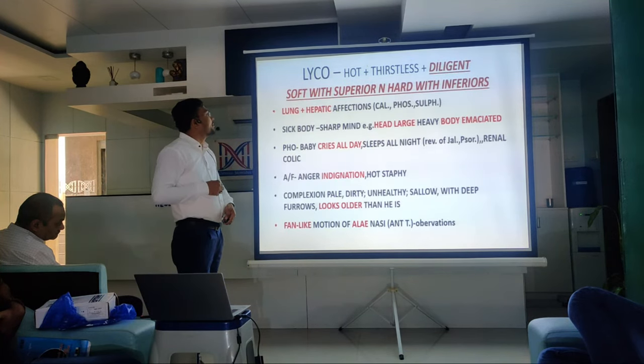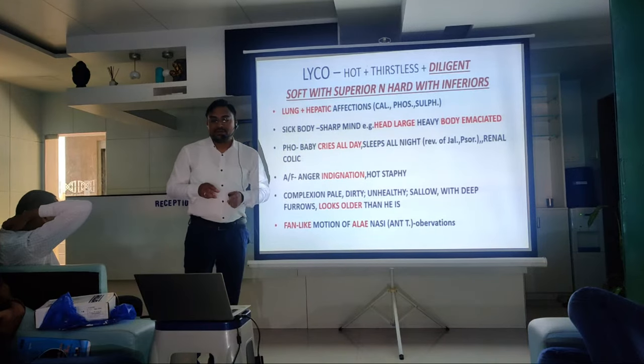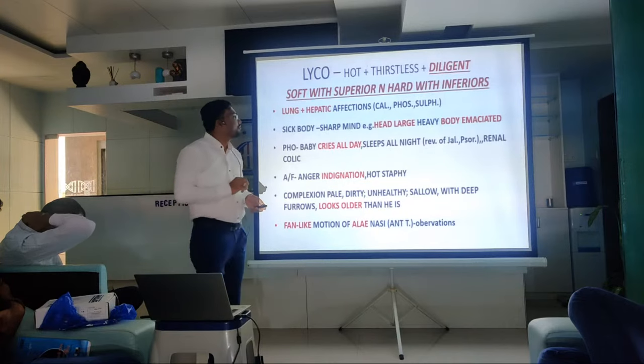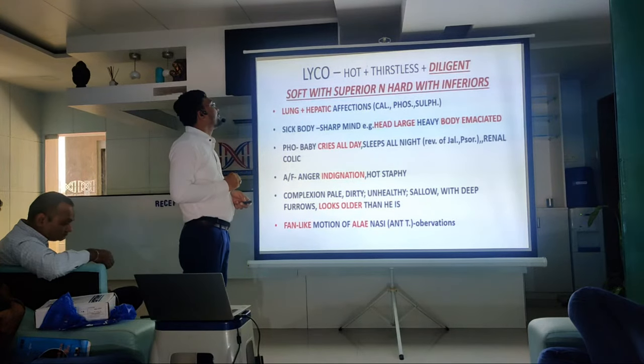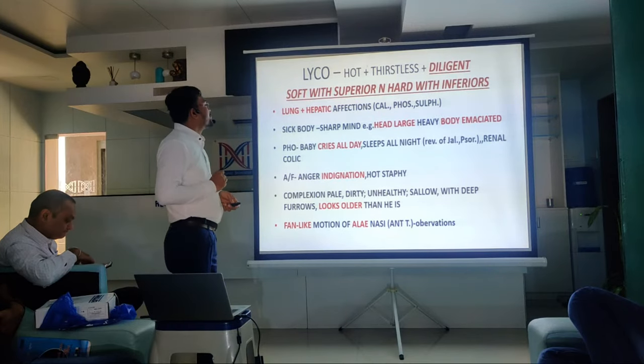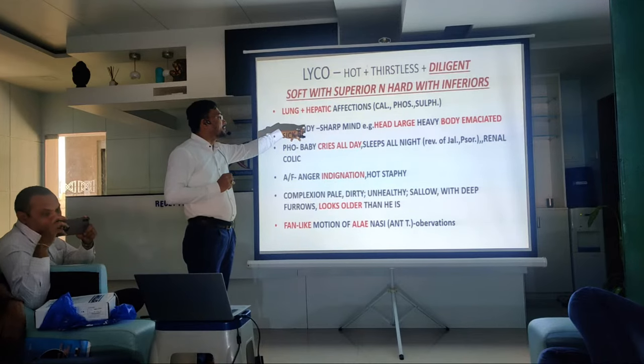You have to look at lungs plus hepatic affection. Lungs with hepatic affection, lungs and liver. You can think of Calcarea phos and Sulphur. Simultaneous affection of both in acute. Sick body but sharp mind. Body is sick, the mind is sharp.